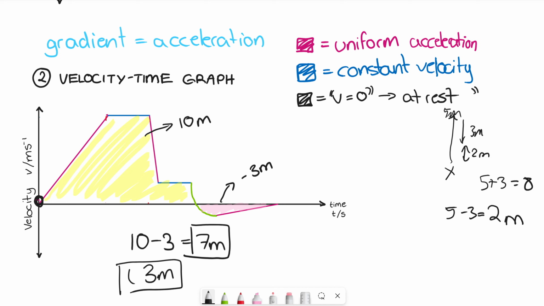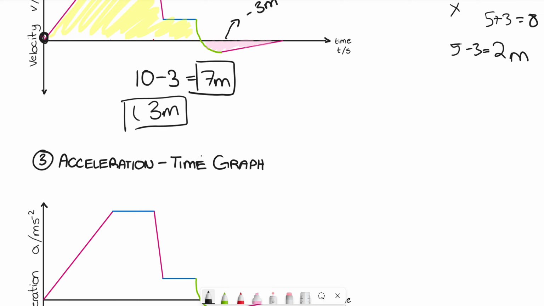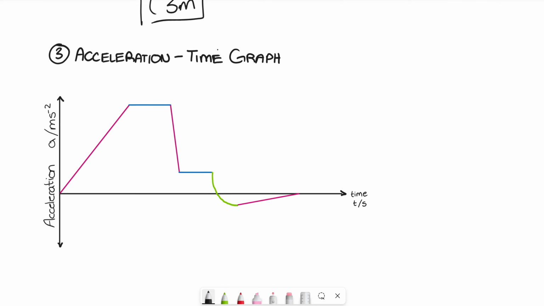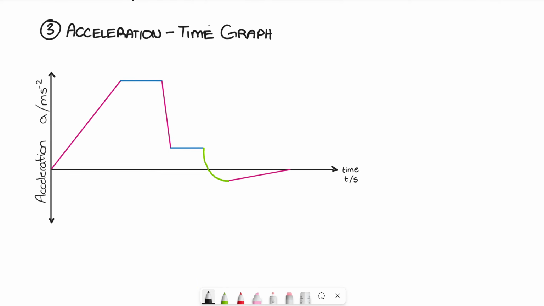And of course, the implications of that are that for the yellow highlighted part of the graph, we're going in one direction, and for the pink part of the graph, we're going backwards in the opposite direction, back towards our starting point. Okay, now for the acceleration time graph. This is going to be the final graph that you need to know. And again, I've done the same graph shape just because it has all the different features, but of course it means different things. So let's go through that now.